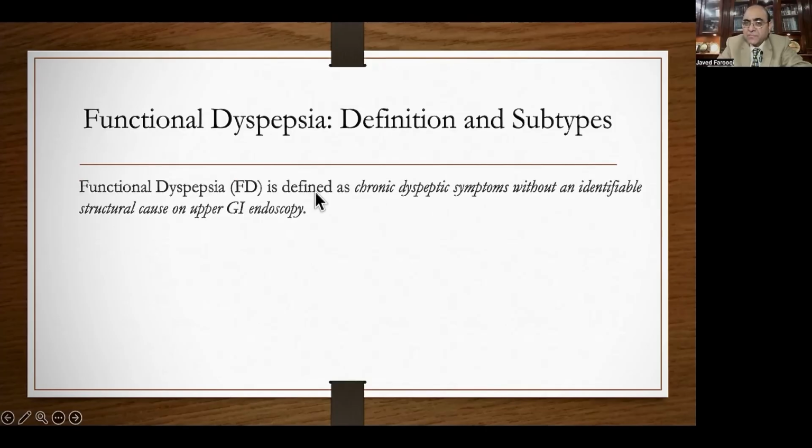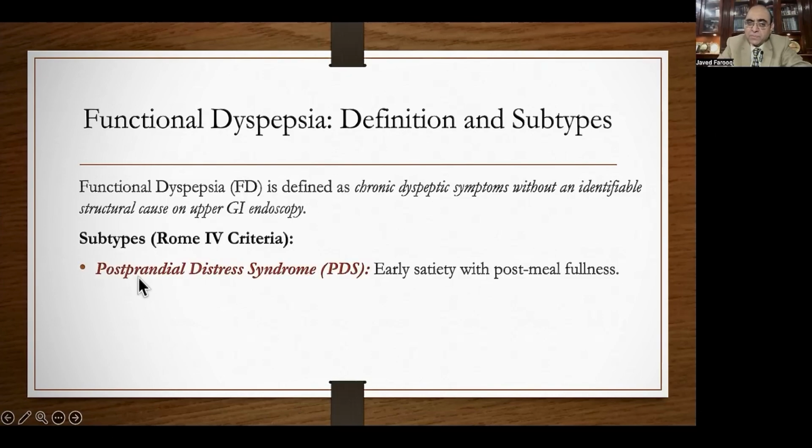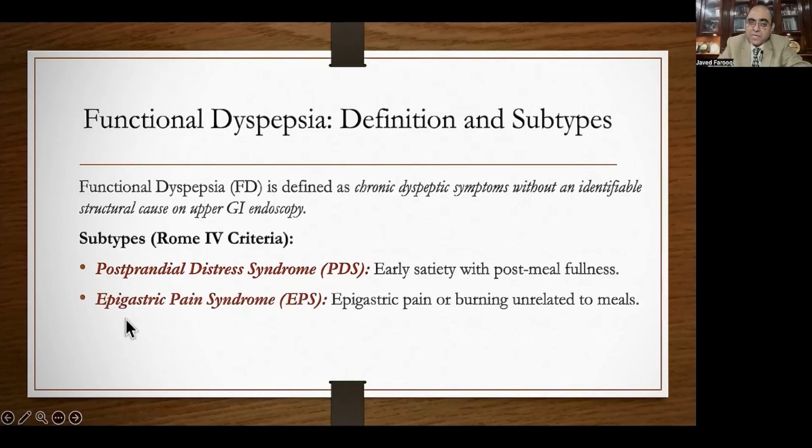Functional dyspepsia is defined as chronic dyspeptic symptoms without an identifiable structural cause on upper GI endoscopy. According to Rome 4 criteria, it has two subtypes. First, postprandial distress syndrome, which is characterized by early satiety with post-meal fullness. And the second subtype is epigastric pain syndrome, which is characterized by epigastric pain or burning unrelated to meals.